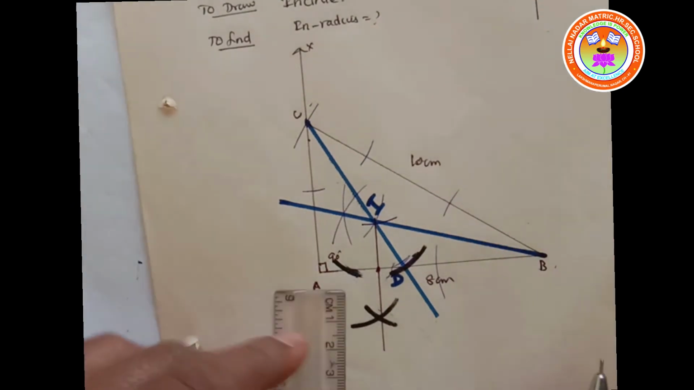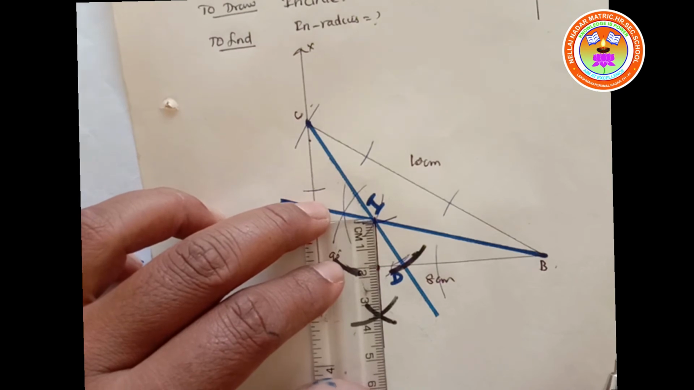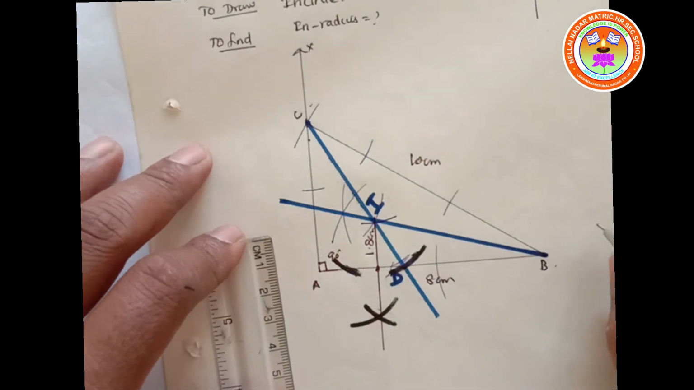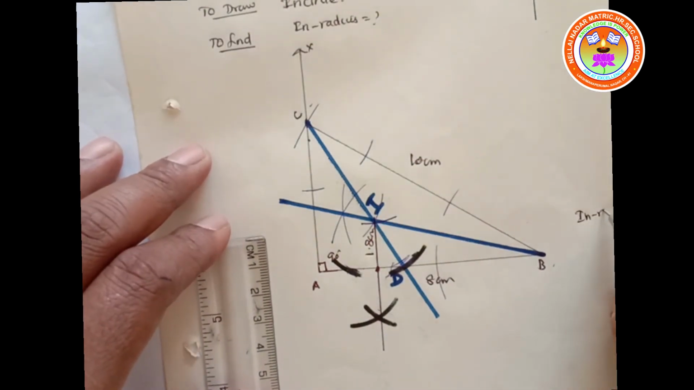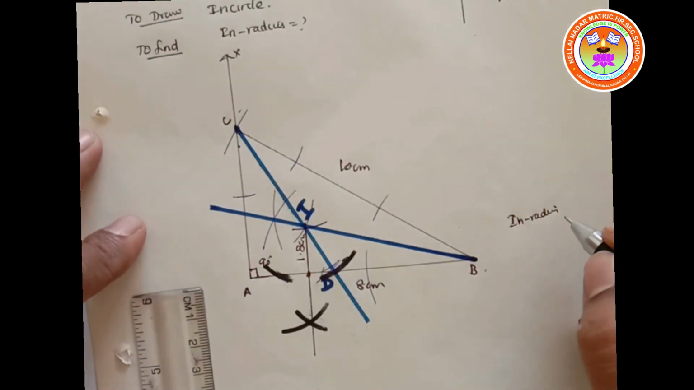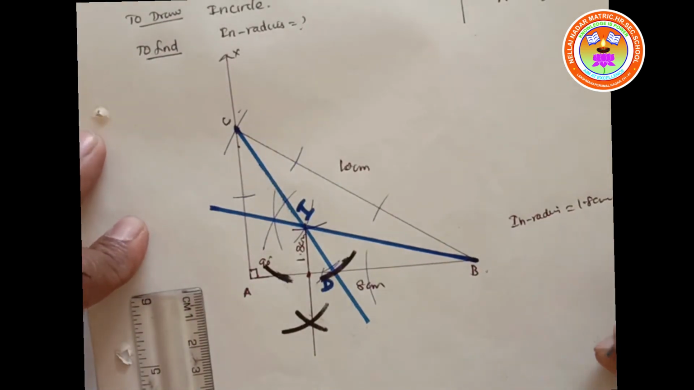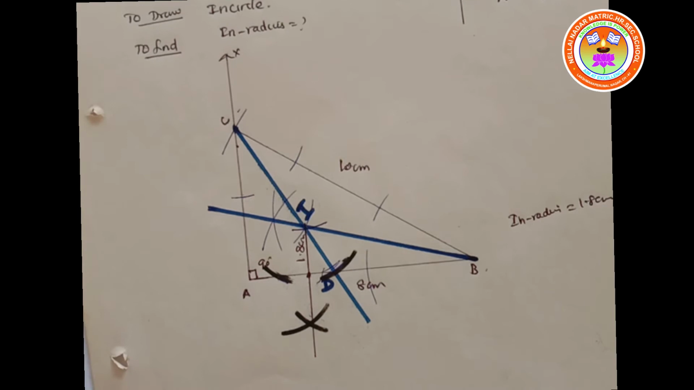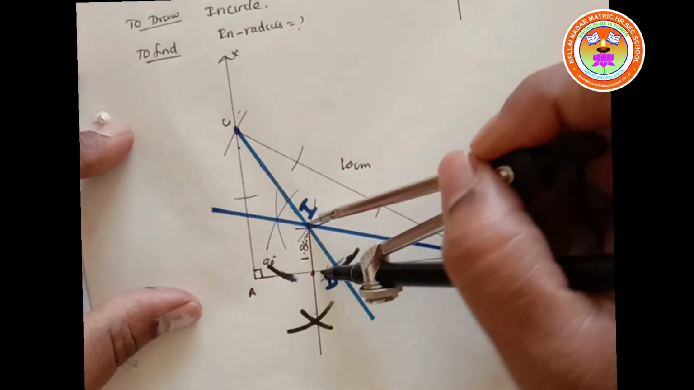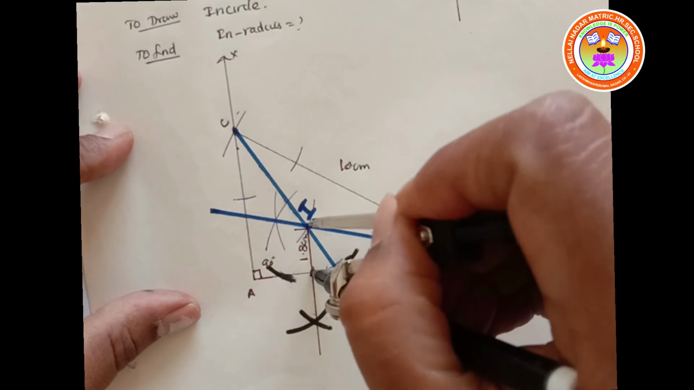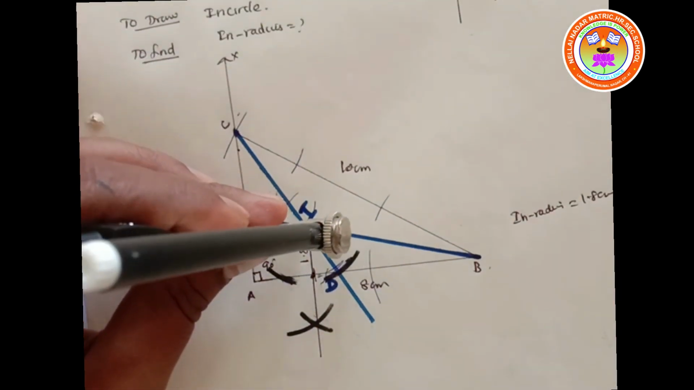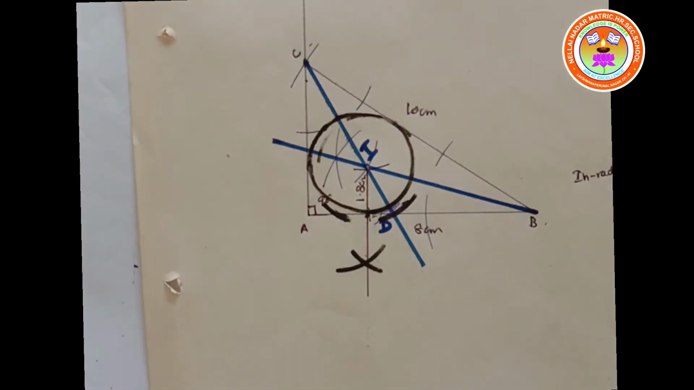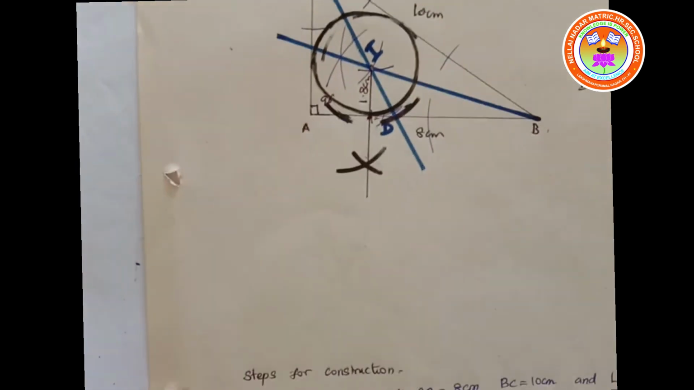Now when you measure ID, that is equal to 1.8 centimeter. That is the inradius. So the inradius is 1.8 centimeter. It's clear, children? Now with the help of compass, take radius I to D and draw a circle with I as center. Now ID is 1.8 centimeter.